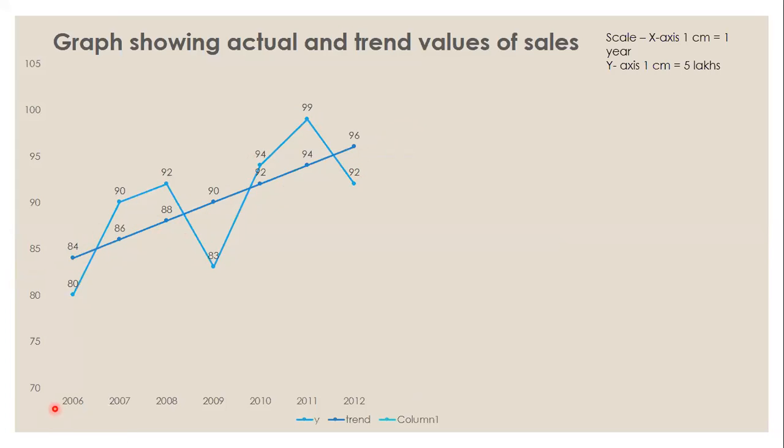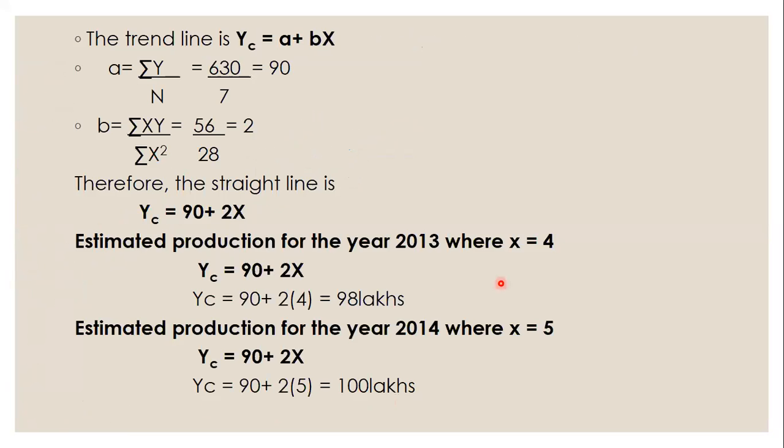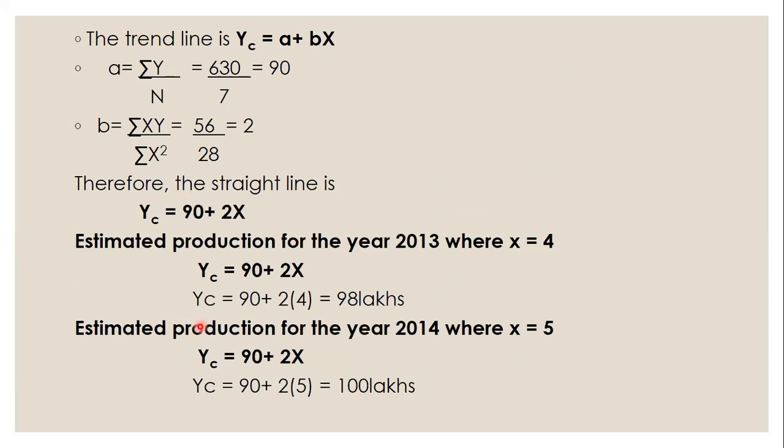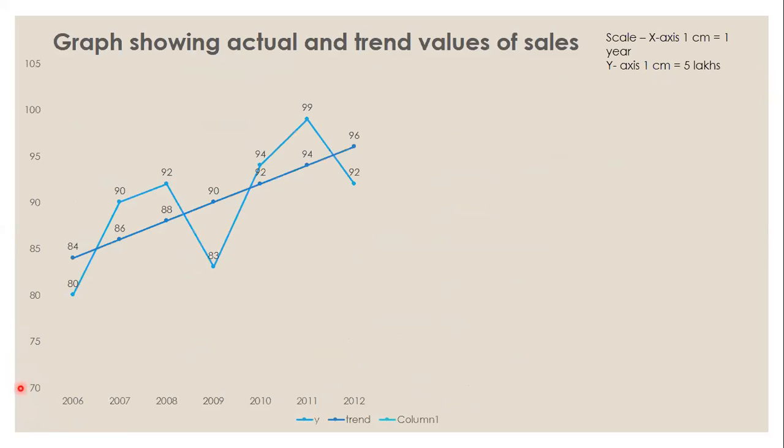Now again, coming to the axis, 1 unit 1 year or 1 centimeter 1 year. When it comes to Y axis, you have to check the problem, which is 80, 90, 92, 83, 94 and all that. So we will take 5 lakhs, or we will take 5 as the difference, so that we get a good view of the graph. And for the graph also, it is compulsory to write the heading, that is graph showing actual and trend value of sales.